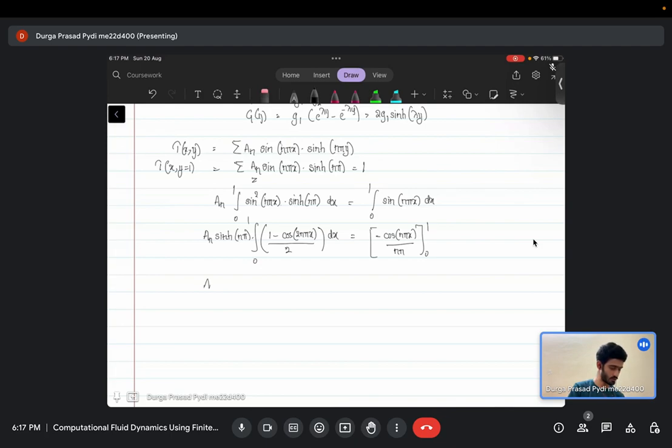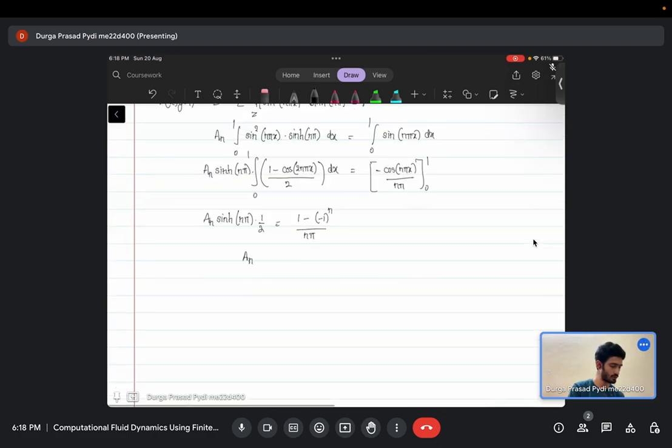So if you just simplify this, you have a_n sinh n pi into, so the other term will go to 0, so you will be left with a half. So for the cos it will be 0. So here you have 1 minus cos n pi, which is essentially 1 minus minus 1 power n, over n pi. So now you are left with an expression for a_n equals 2 times 1 minus minus 1 power n by n pi into sinh of n pi.